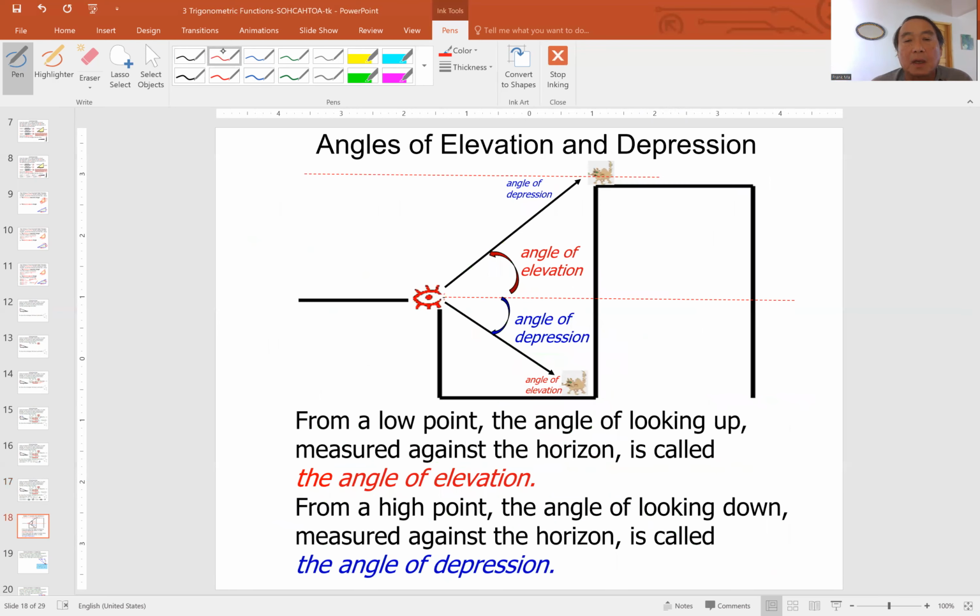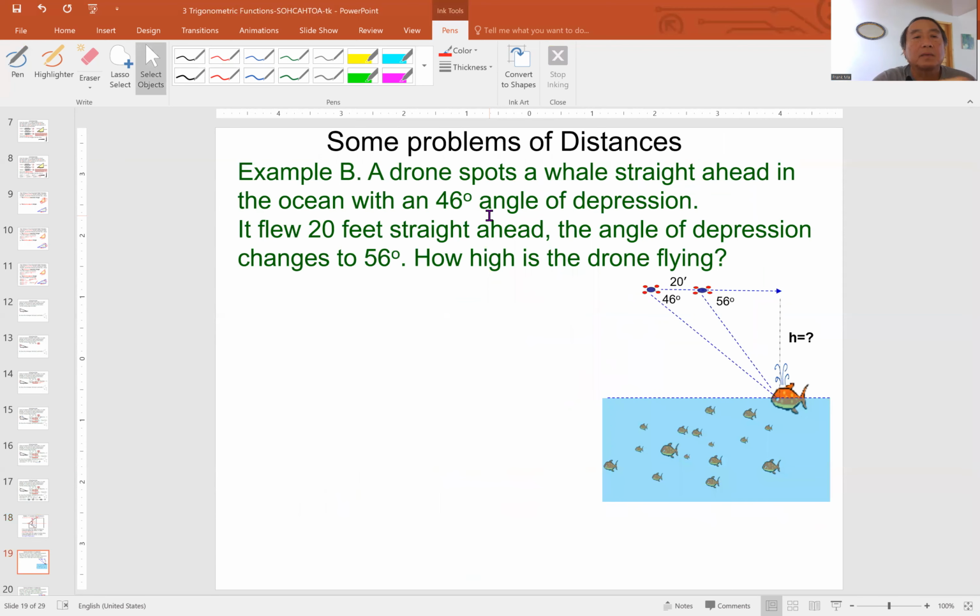Now for applied problems. When we look up at something, that angle is called the angle of elevation. The thing looking down at us, for that respective thing, the cat, its angle is the angle of depression, downward. And notice my angle of elevation is the same as the cat's angle of depression. Okay. And here is a problem.